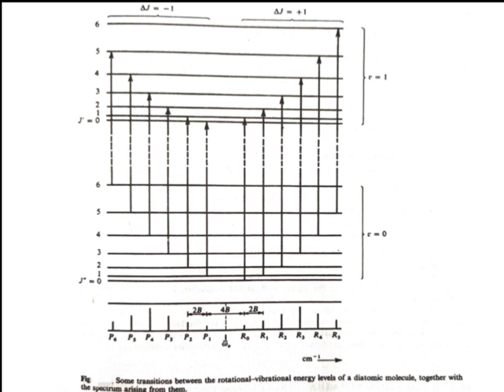So there are the transitions. At the left side I have taken the transitions in which delta J is equal to -1. So we will get the P branch. At the right side we will get delta J equal to +1, and this transition shows the R lines, and the spacing between two P lines and two R lines will be twice B.